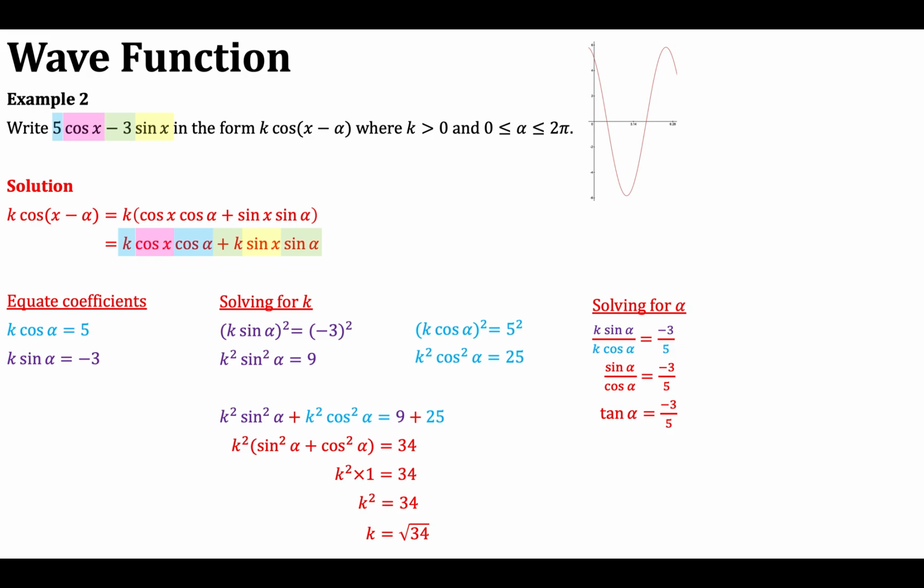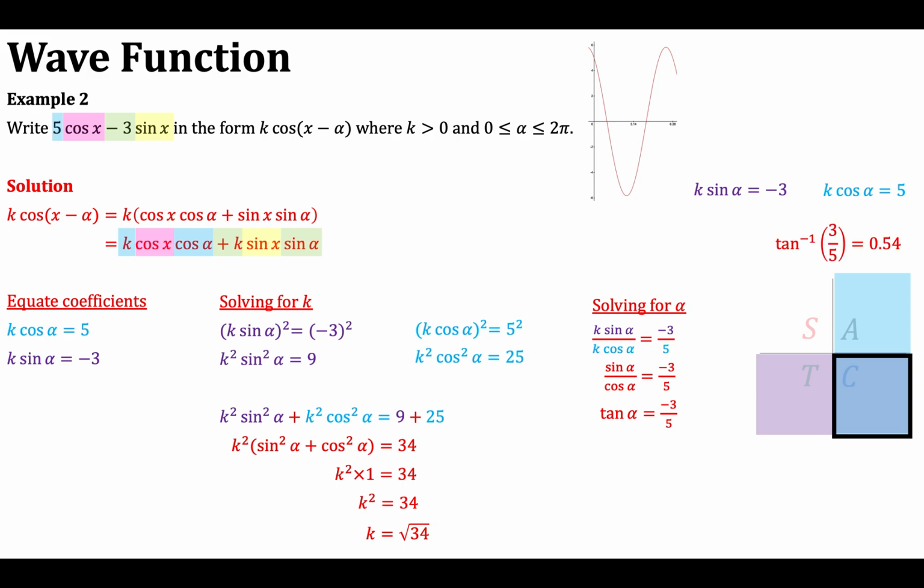Now we can see here that tan alpha is negative, so we would assume that our answer is either coming from the second or the fourth quadrant, but we want to check that using the CAST diagram and using our values that we had for k sin of alpha and k cos of alpha. So k sin of alpha was equal to negative 3, so the answers for that would come from the third and fourth quadrants, and k cos of alpha was positive. Answers would come from the first and fourth quadrants. So you can see here that our answer for alpha is going to come from the fourth quadrant.